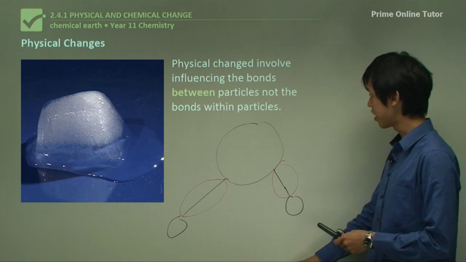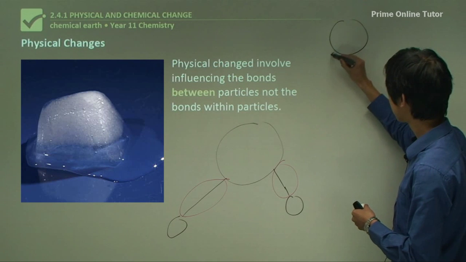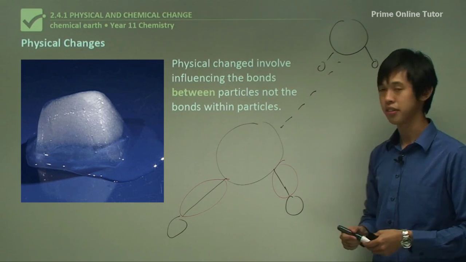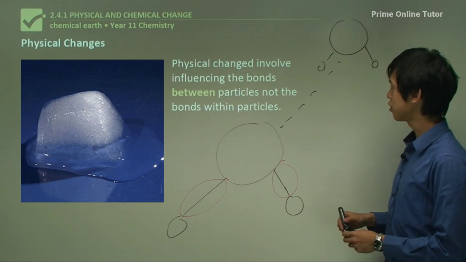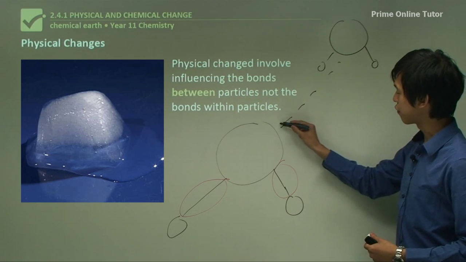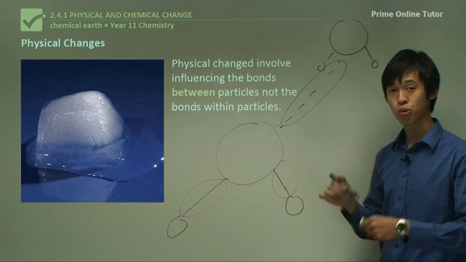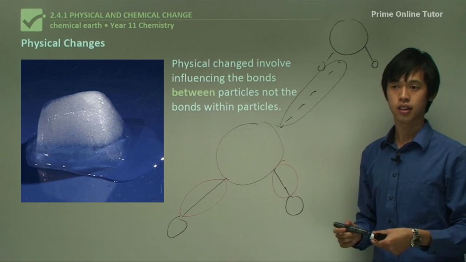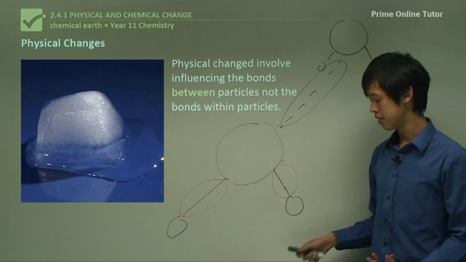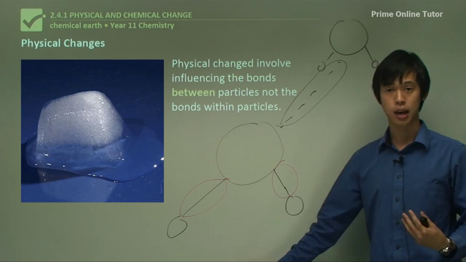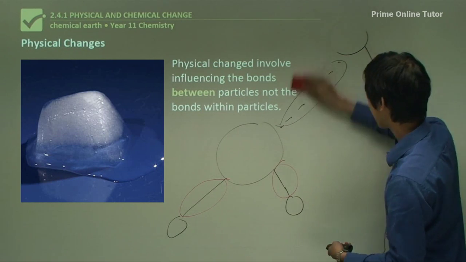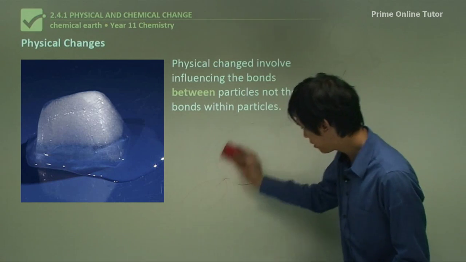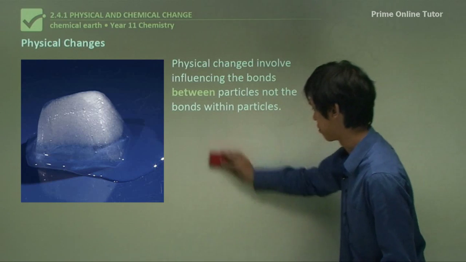Now if I had another molecule over here, there would be some kind of interaction between the two. Physical changes only influence this bond between the two molecules, not these bonds inside the molecules. That's the physical representation of what's actually happening in a physical change. It's the bonds between particles, not the bonds inside the particles.